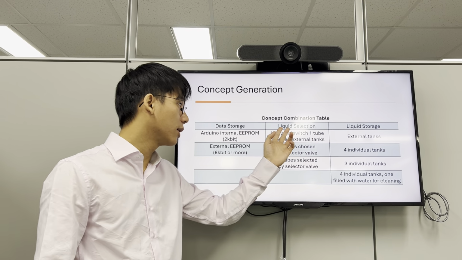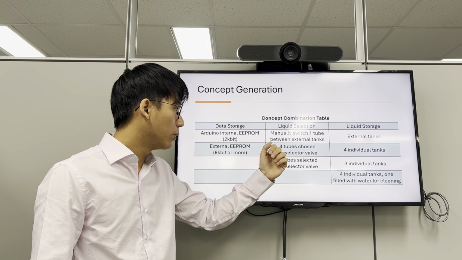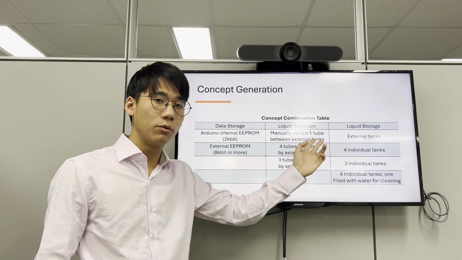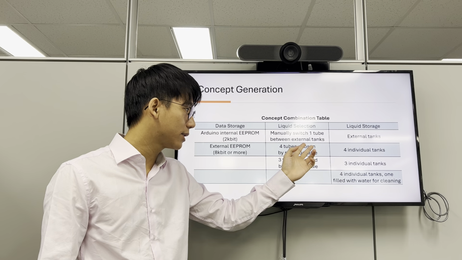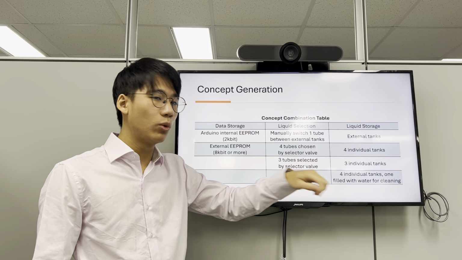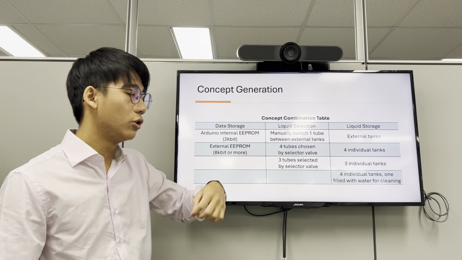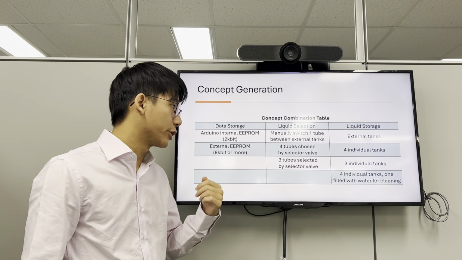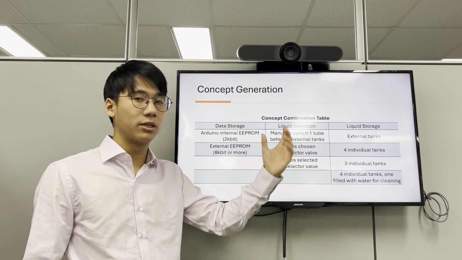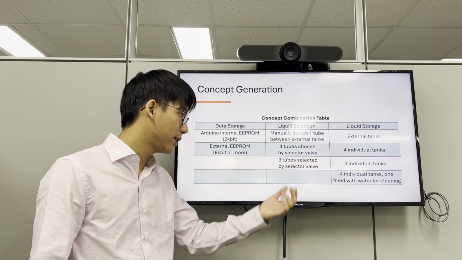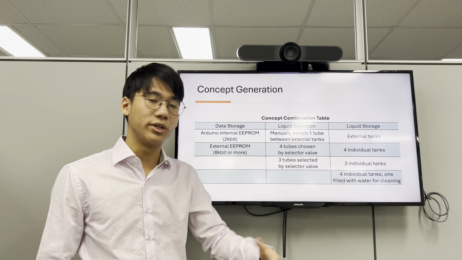The second one is the liquid selection. The first option is to use 1 tube between different tanks. We just switch the tube between different tanks to select different beverages. The second option is 4 tubes into 4 tanks, and the last one is 3 tubes into 3 tanks.